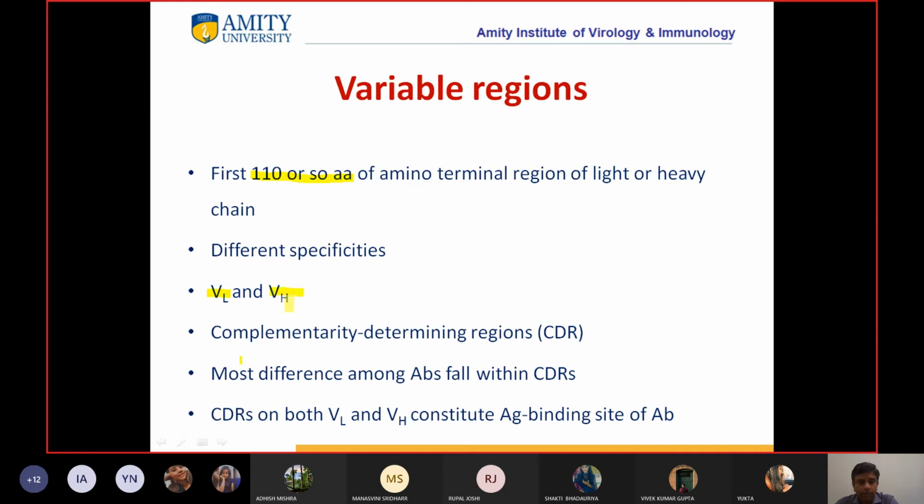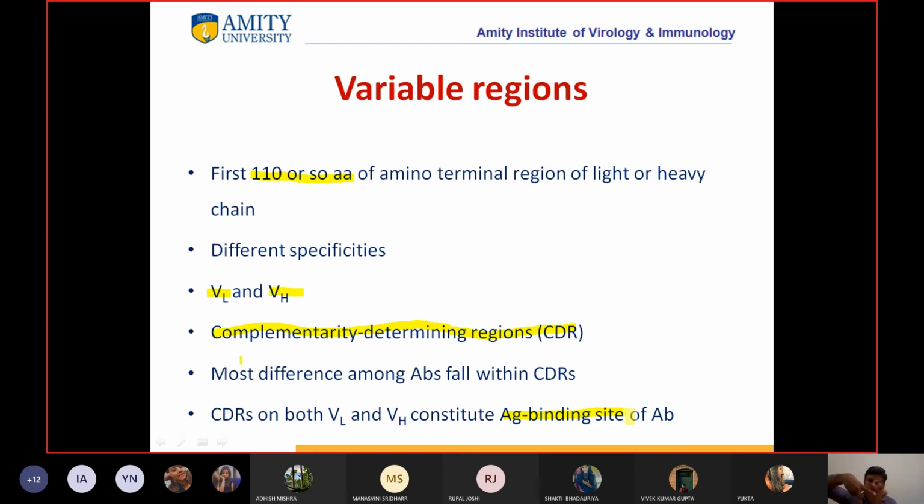Now this variable region also has some complementarity determining regions, or the CDRs. We will talk about CDRs in the next class. These CDRs are present on both the VL and the VH. CDRs on both VL and VH constitute the antigen binding site. So there are some regions in this variable region where the antigen goes and binds.